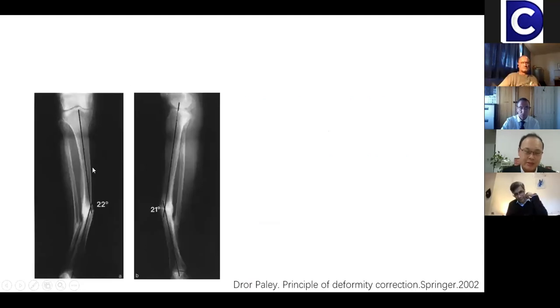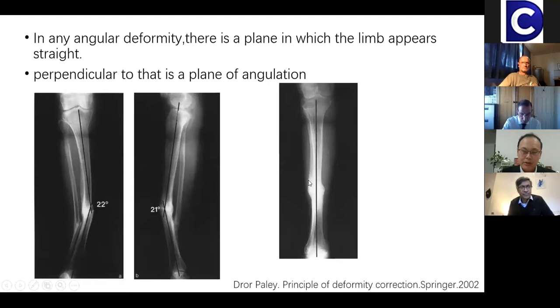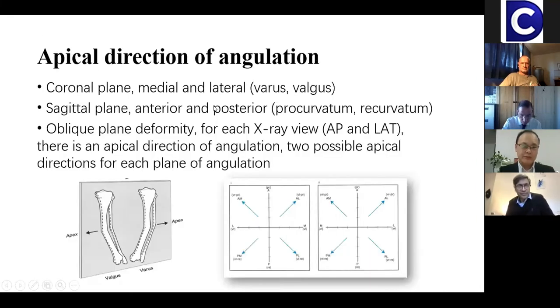So like this X-ray we found, there is a plane in which the limb appears straight. You can see the limb is straight in this view. Why? Because the plane perpendicular to that is the plane of angulation like this. So this is the right view for the angulation. So the direction of angulation is very important for understanding the oblique plane deformities.